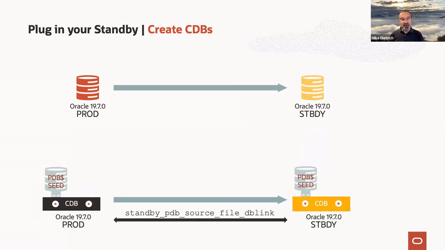So now we have the setup here on top of the slide: 19.7 production, 19.7 standby. But in addition, I now create CDBs. The CDB for production, the black one, and I create with RMAN duplicate the standby part on the standby side. So my production and my standby servers now have two databases. They have the regular non-CDB, and they have the CDBs. In addition, I set init.ora parameters like standby_pdb_source_file_dblink, and you will see why this is so important.